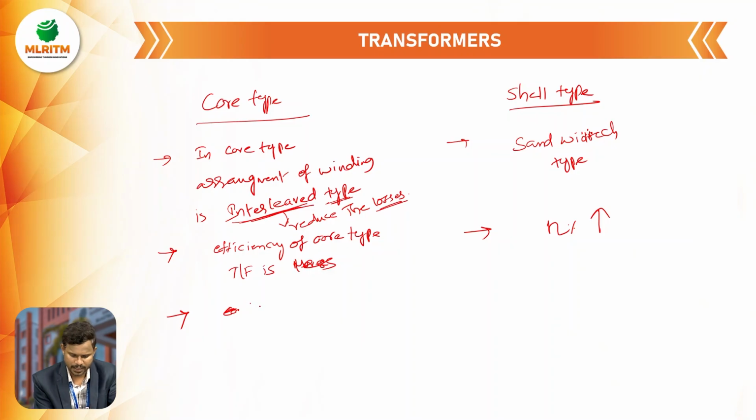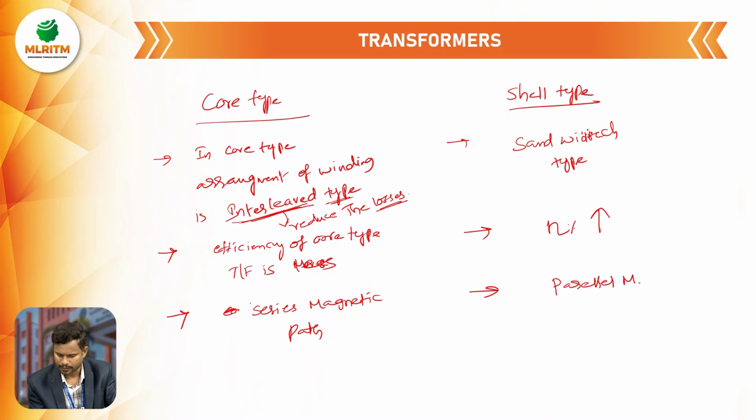This arrangement of winding in the case of core type is a series magnetic path. In the case of shell type, it is a parallel magnetic path. So thank you.